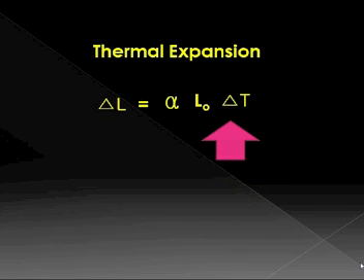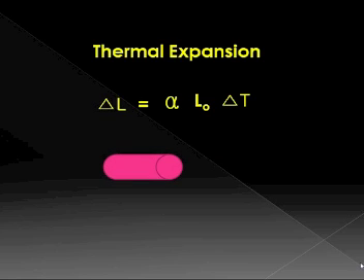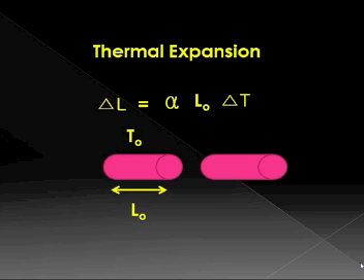Now, suppose I have some kind of a metal, say, and this is the metal. It has a temperature T naught initially, an initial length L naught, and we heat it. Well, now it got a new temperature, it has a different length, and it has expanded by delta L.